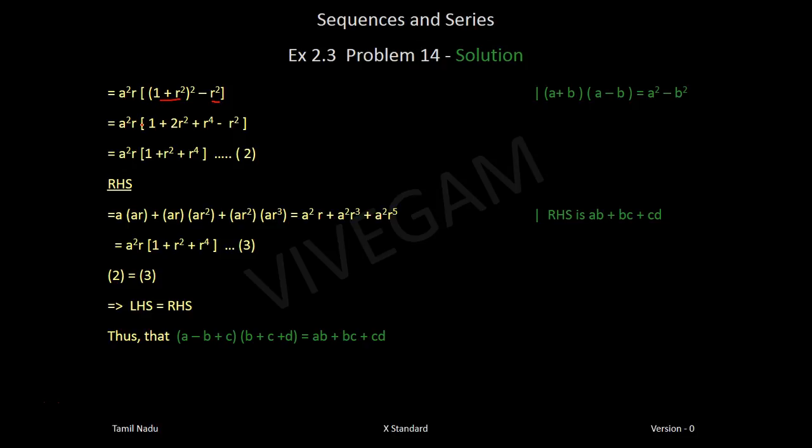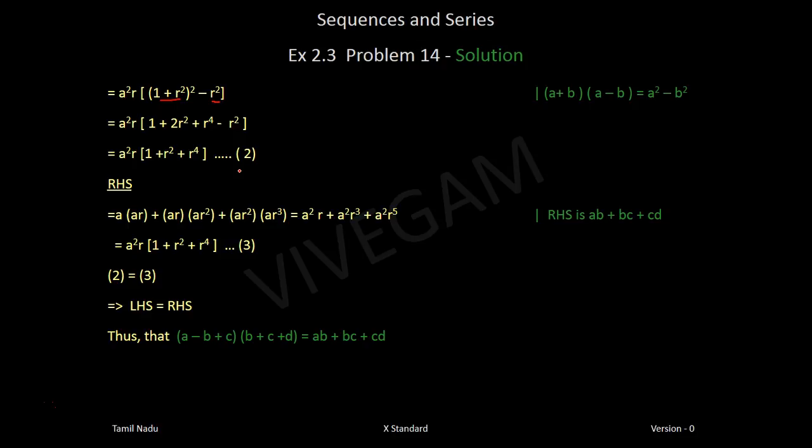Now you expand this. So A square R, this is 1, plus this is 2AB, 2 into R square, and this is R to the power of 4, and minus R square. So this 2R square and R square, it will get subtracted. So you will get A square R into 1 plus R square plus R to the power of 4. 2R square minus R square is R square. So you got it here.